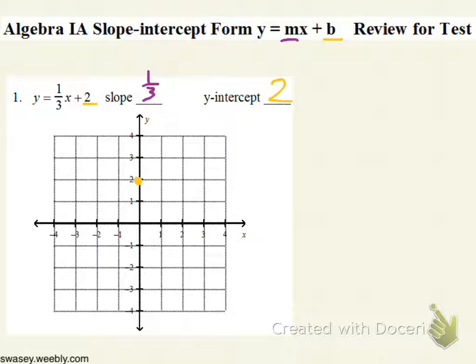Think of that b as your beginning point. And then after that point we rise 1, run 3. Up 1, to the right 3. You can also go down 1, to the left 3. And then we'll connect them. And we'll draw arrows on the end just showing that it continues on forever in those directions.